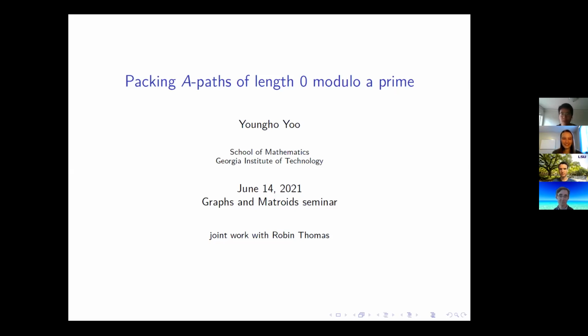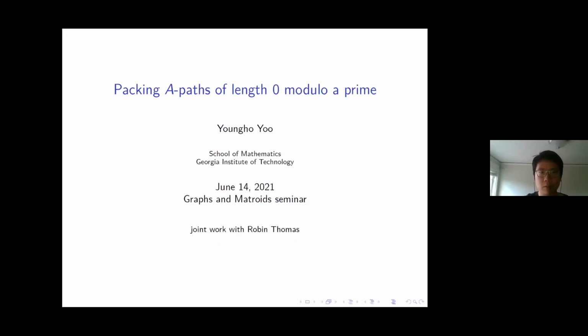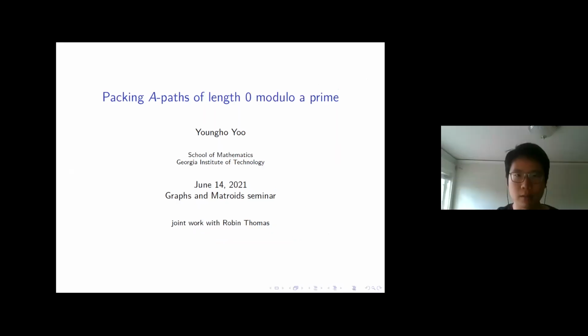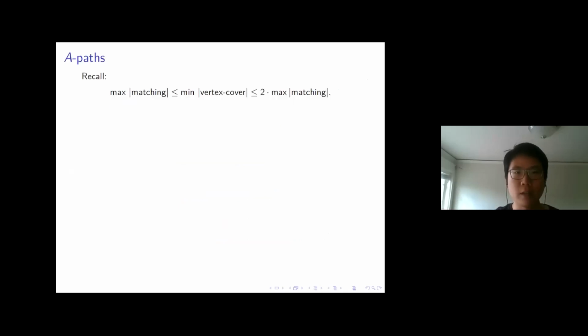Thanks to the organizers for the opportunity to speak here. I'll be talking about packing A-paths of length 0 modulo prime, and this is all joint work with Robin Thomas. So first, let me define what A-paths are, and they're a nice way to generalize matching.